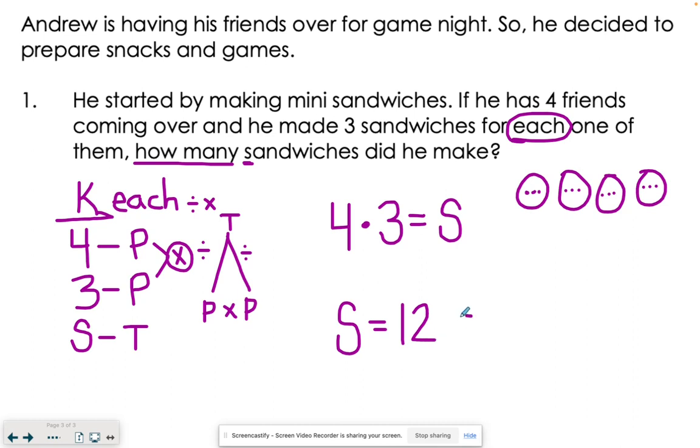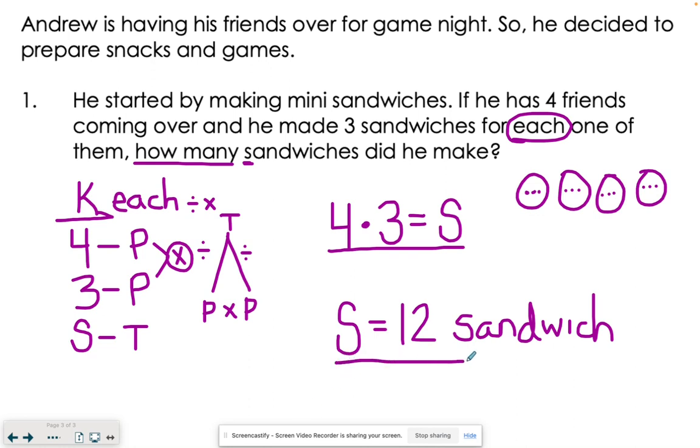If you were to do your equations for word problems correctly, you should have an equation with a math symbol of what you did to solve your problem. You should have a variable. So right here would have been that equation with a variable. And then we solve for the variable. And we make sure that we have a label. What does that 12 represent? Well, it represents 12 sandwiches.